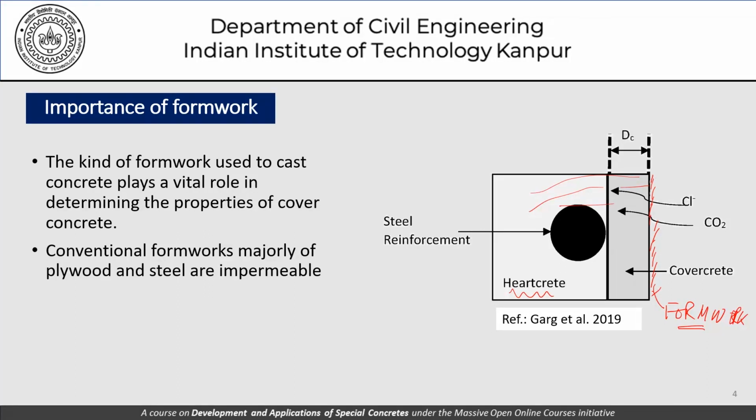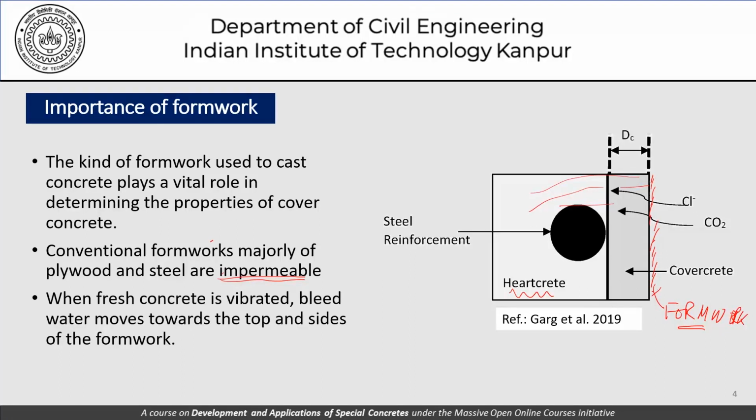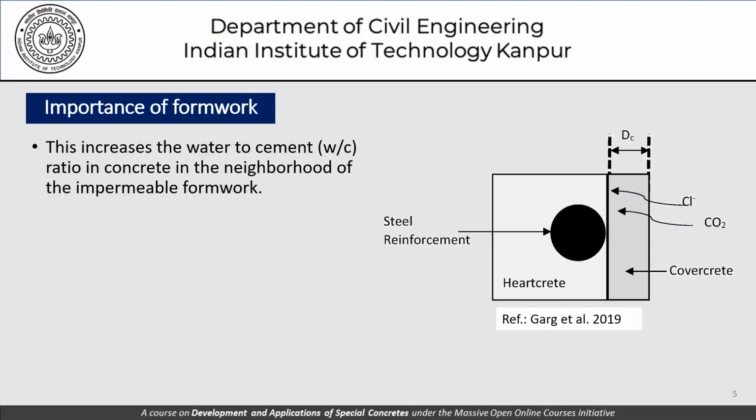Conventional formworks are majorly of plywood and steel, and they are impermeable. So we don't have permeable formwork most of the time; they are either made of conventional plywood or steel. Now when fresh concrete is vibrated, the bleed water tends to move towards the top and the sides of the formwork. That is, the bleeding water within the concrete tends to move up, the particles tend to settle down, and also there is a tendency of bleed water to move towards the formwork. Because this formwork is impermeable, this water tends to collect in this region close to the formwork.